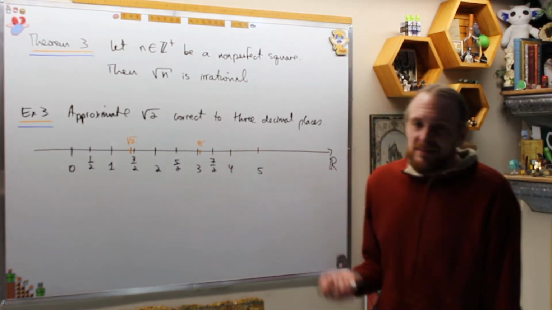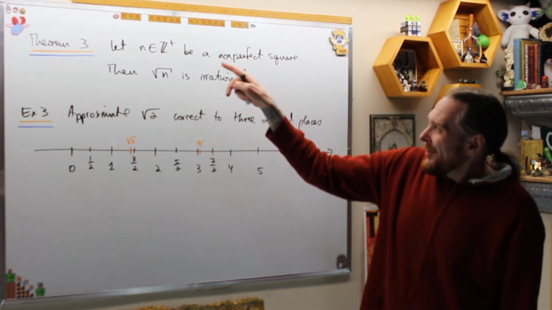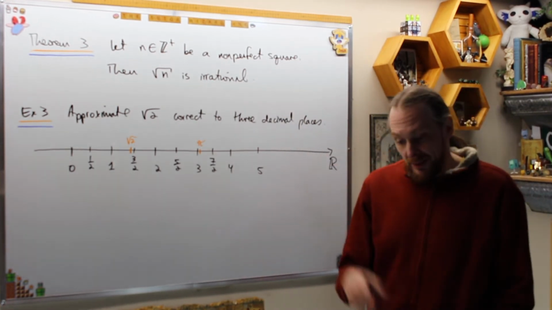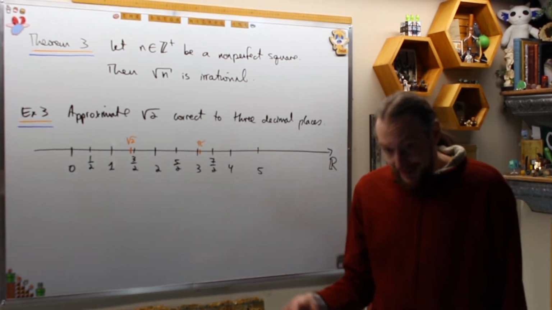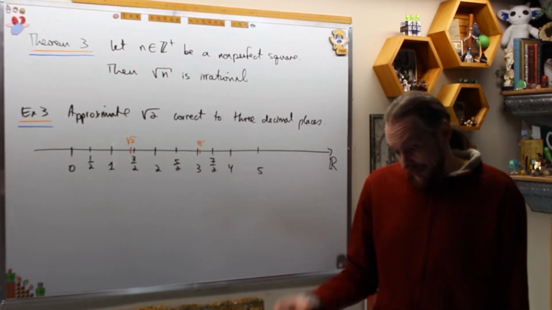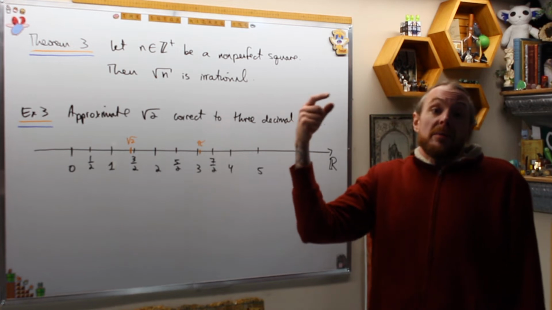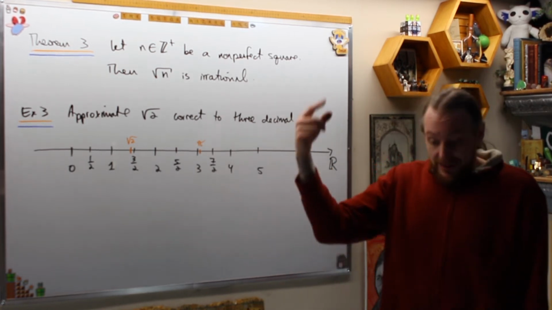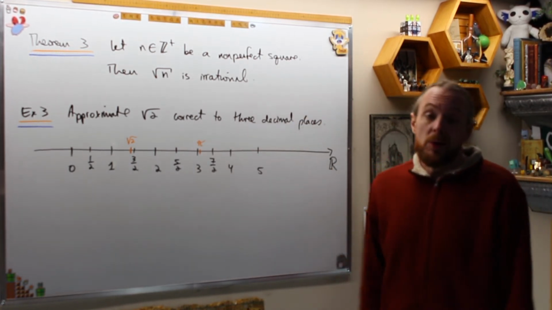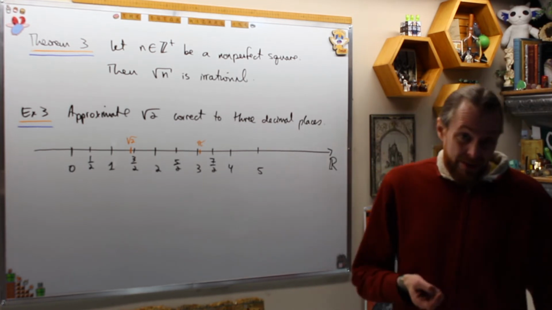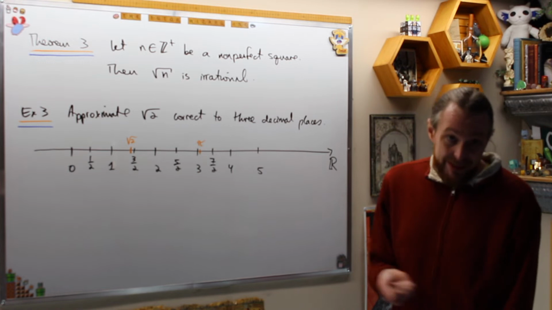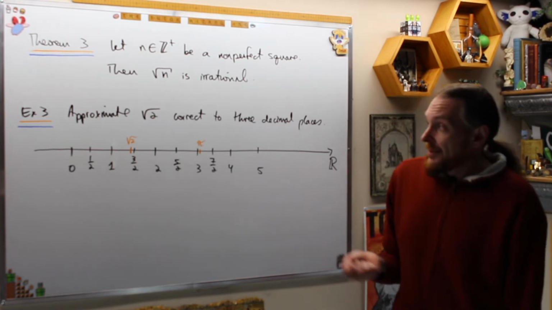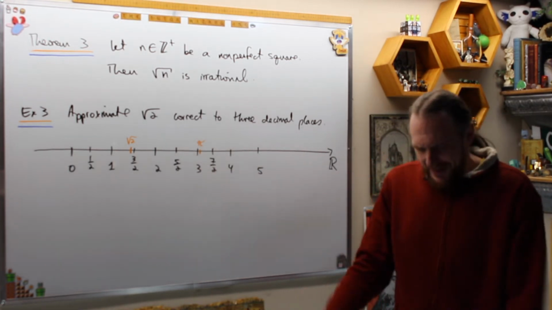Theorem 3 we're going to have is, first of all, let n be a non-perfect square. So perfect squares are 1 squared is 1, 2 squared is 4, 3 squared is 9, 4 squared is 16, 5 squared is 25. So 1, 4, 9, 16, 25, all these numbers are perfect squares. If you're not a perfect square, then the square root of that number is always irrational. What we're going to do now is, how do I find the decimal expansion?